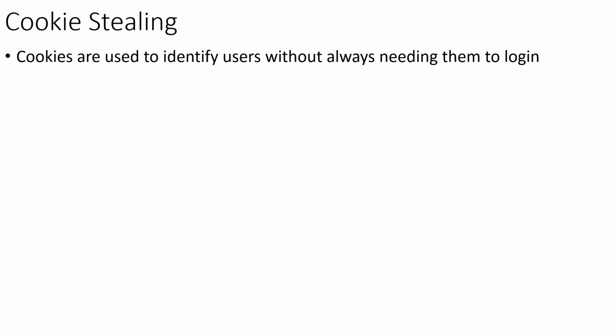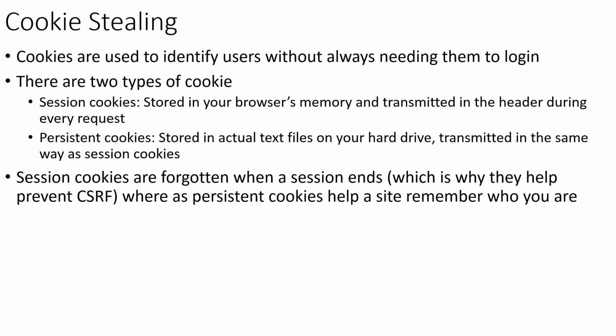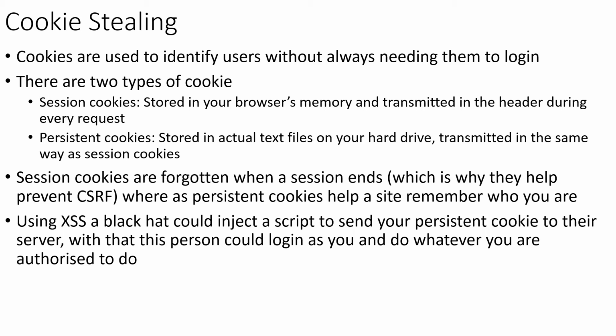Cookie stealing is another danger. We looked at how you could steal someone's cookie earlier when we looked at cross-site scripting. Cookies identify users without needing them to always log in. There are two types: session cookies, which we talked about with cross-site request forgery, are stored in your browser's memory and transmitted during every request. And there are persistent cookies, which are actual physical text files stored on your hard drive, and they're transmitted in the same way as session cookies. Session cookies are forgotten when the session ends, but persistent cookies are stored on your machine and help a site remember who you are. So if you get someone else's persistent cookie, you could log in and do whatever that person is authorized to do.